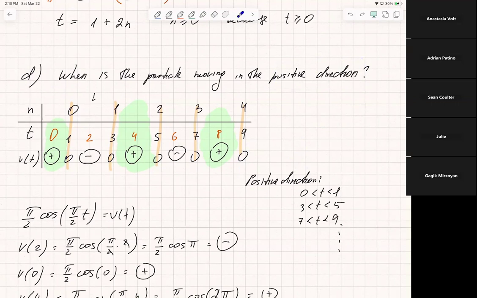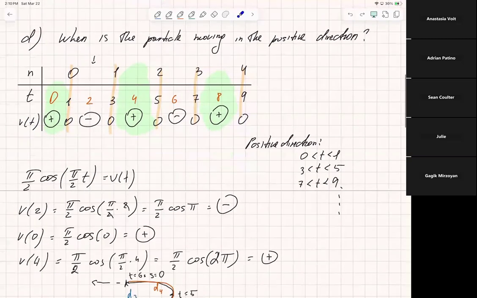So we need just to check. So this is our seconds, right? 1, 3, 5, 7, 9. We need to check what are the signs of the velocity at the time in between. So we need to have some test points. For our case, it's good to use 0, then 2, 4, 6, 8. These are nice numbers to use. They're integers, so it's easy to calculate the velocity at that time.